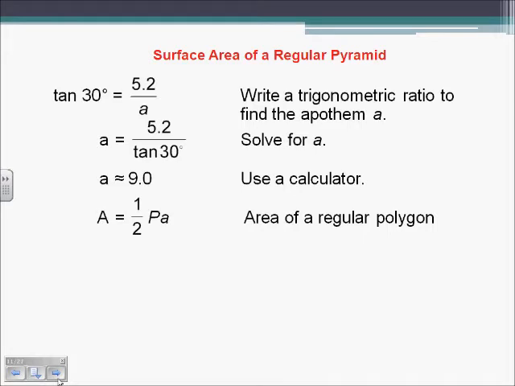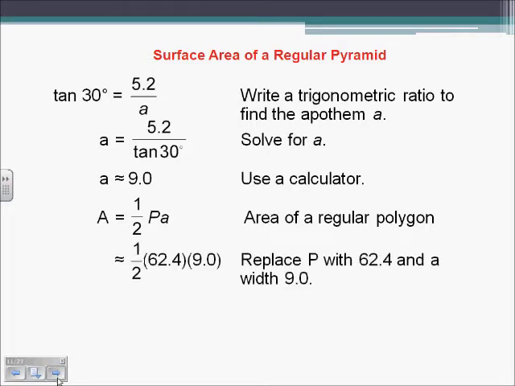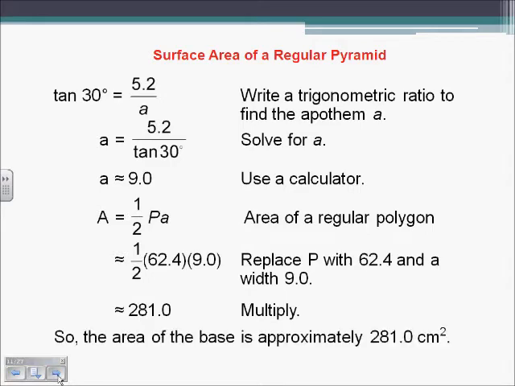But then we know our area formula of a regular polygon is going to be 1/2 our perimeter times our apothem. So we're going to have 1/2 of 62.4 times 9, which is going to be approximately 281. So now we have the area of the base.